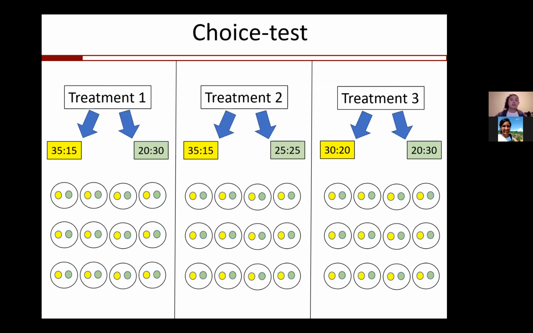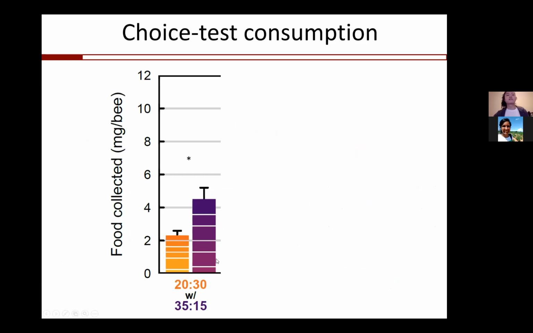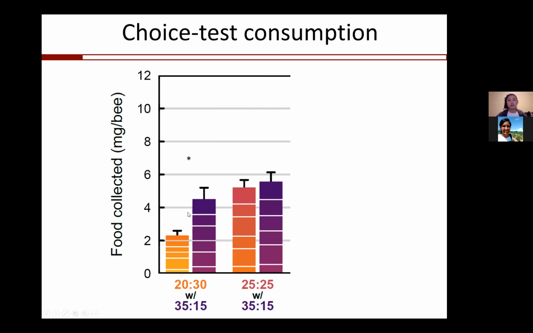So now we performed a choice test here. We had 3 treatment groups with 3 different pairings of the diets within the cages. In our first pairing, we had 35-15 paired with 30-20-30, and we found a significant difference between consumption. In the second treatment group, we found no significant differences in consumption when it was paired between 35-15 and 25-25. And in the third treatment group, we found a significant effect when the diet pairing was 30-20 and 20-30.